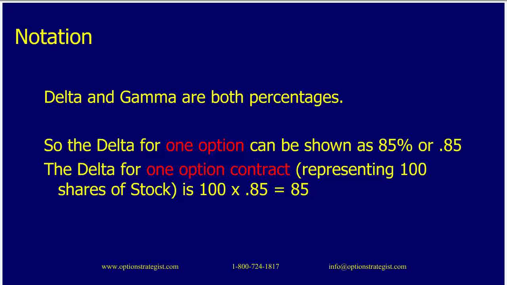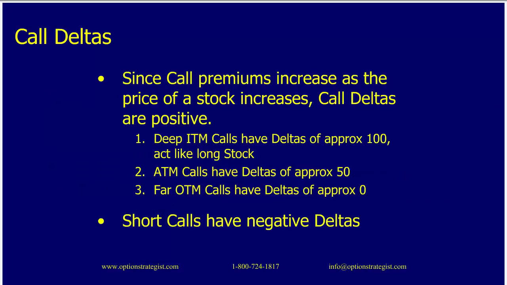All right? Okay, so some basic information about call deltas. Call premiums increase as the price of a stock increases, so call deltas are positive. Deep in the money calls have deltas of approximately 100, and they act like long stock. Now, when I say approximately 100, an option could never move as quickly as stock. Maybe to 2 decimal points it can, and that's really all we could go. But just on a theoretical basis, the rate of change of an option is never as fast as the underlying itself, or the stock.